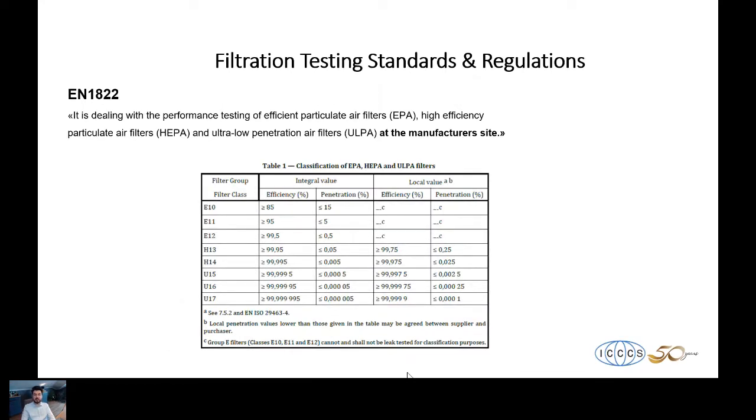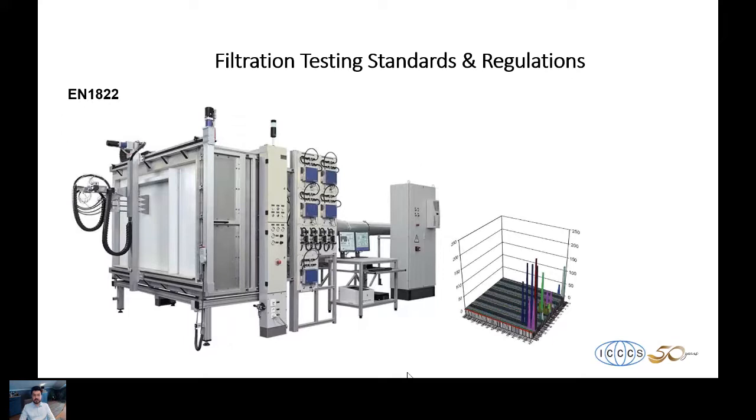EN 1822 deals with the performance testing of efficient particulate air filters, high efficiency particulate air filters, and ultra low penetration air filters at the manufacturer's side. An important note here is this sentence, at the manufacturer's side, because we're not implementing this in the field or testing in situ installed HEPA filters in their final locations. In fact, this is the certification where filter manufacturers perform certain tests with specially designed equipment.